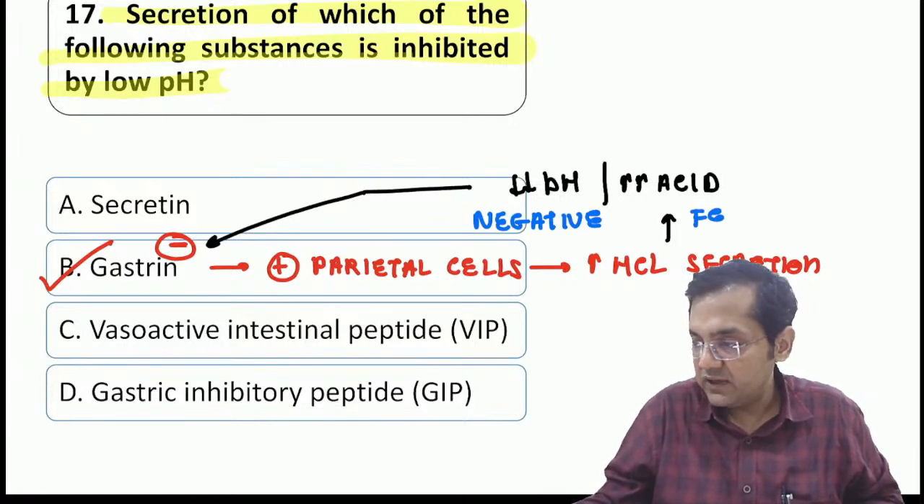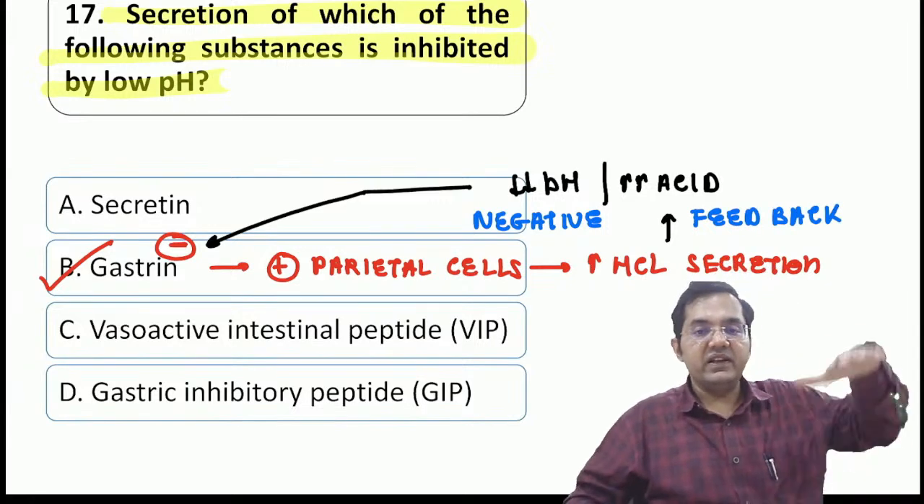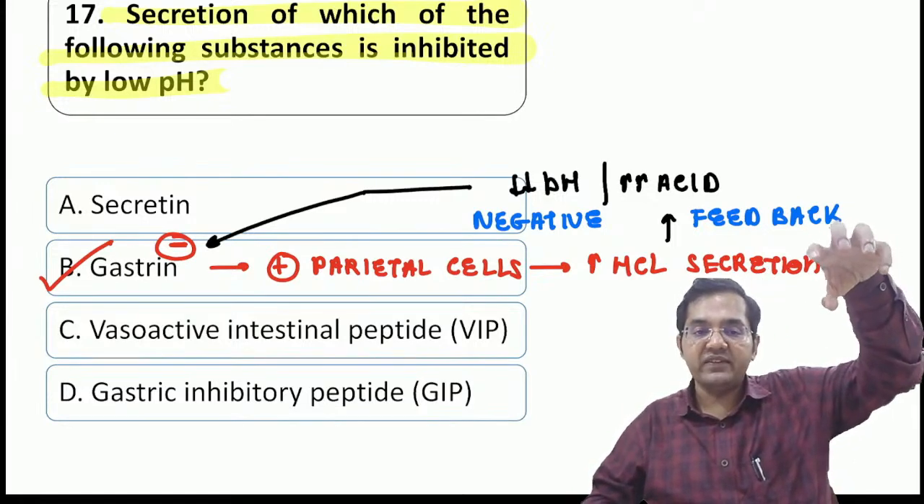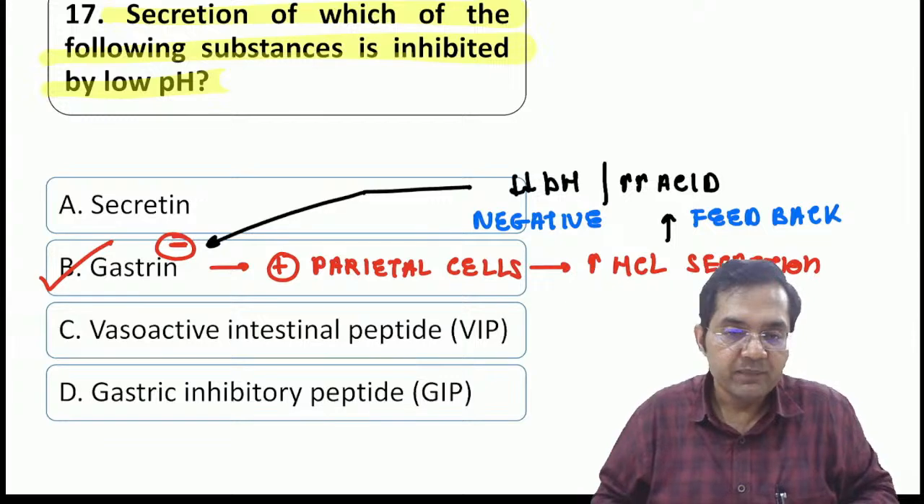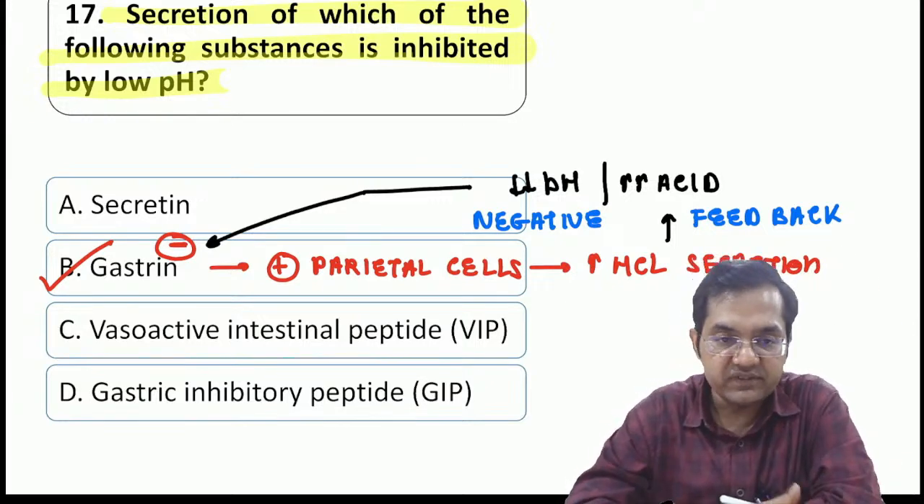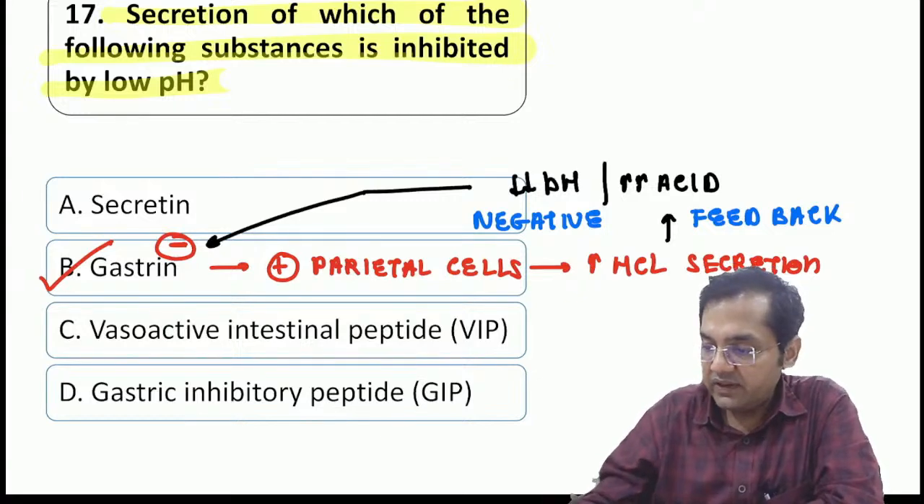Remember chapter 1, what is negative feedback? If something is increasing, I will like to reduce it. Acid is increasing, so who increases acid? Gastrin. I reduce gastrin. If acid is decreasing, I will increase gastrin. So, reversal of the stimulus. Secretin.